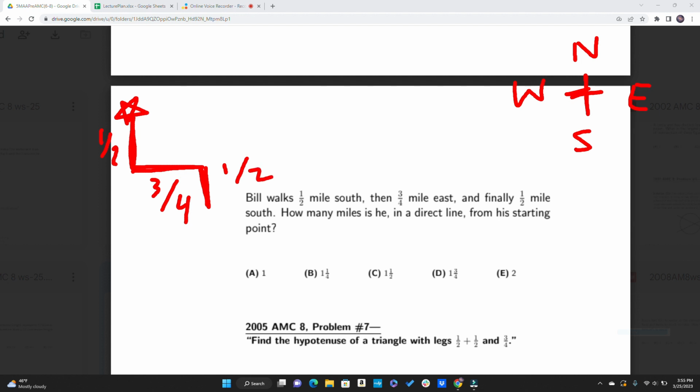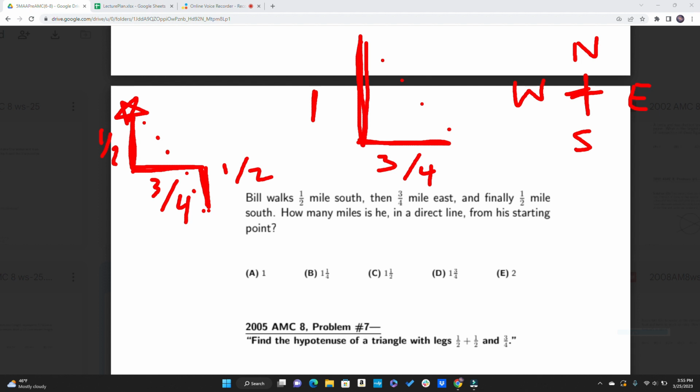Okay, and now we want to know his distance from his starting point. So that would be this distance here, right? The straight line distance, not the path traveled distance. Okay, so how would we find that straight line? Well, we know Bill walked a total of 3/4 of a mile east and half a mile plus half a mile south. So in total, he walked 1 mile south, right? Well, now we have a triangle, right? We can use that triangle to figure out the length of the hypotenuse. That would be the total, the distance from his starting point.